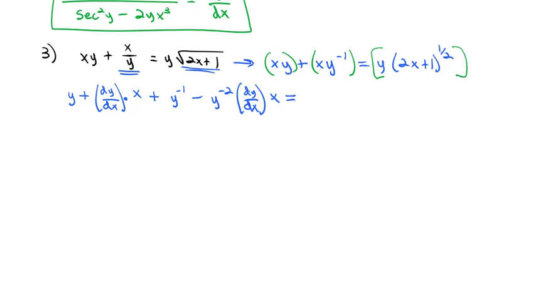equals, we have another product. The derivative of the first part, the derivative of y is dy dx, times the second part, which is 2x plus 1 to the 1 half, plus the derivative of the second part, which is 1 half times 2x plus 1 to the negative 1 half. But now we have to use our chain rule because the derivative of the 2x plus 1, the inside stuff, is 2. Now we can multiply by the derivative, by the first part.